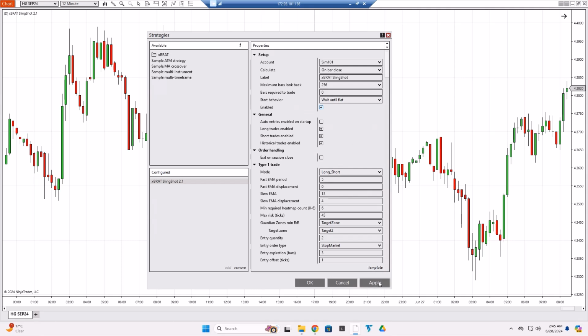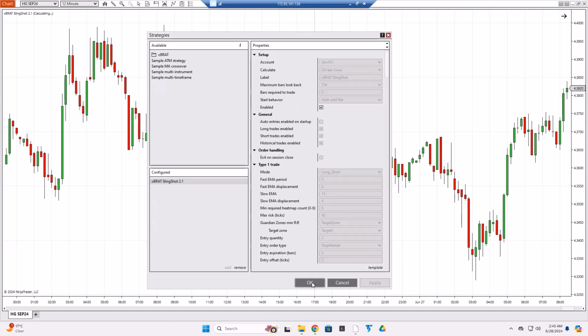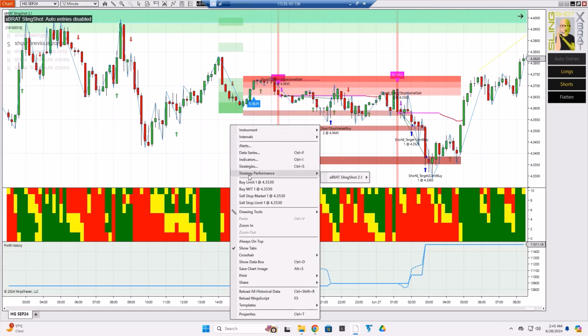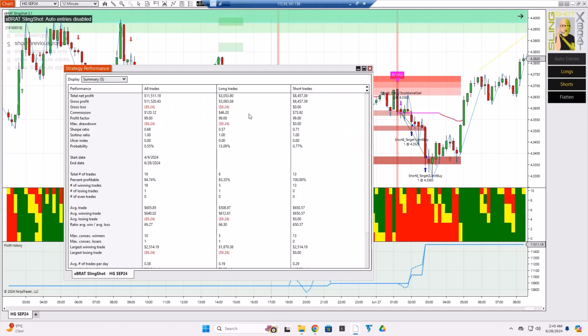So now we can look at this. The trade, now that extra contract went to target 3. How did it affect the strategy performance report? Because remember, there were other trades. Did it actually go the wrong way for us? But no. Okay, so it made an extra $400. Max drawdown is still $9.24. And we've gone from $11,161 to $11,500. Okay.